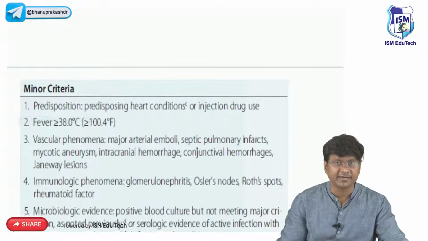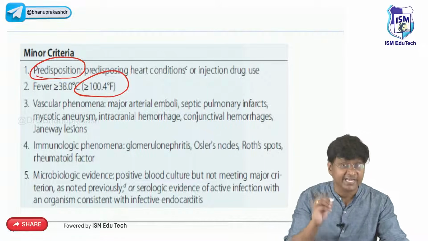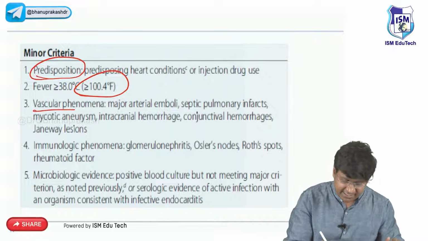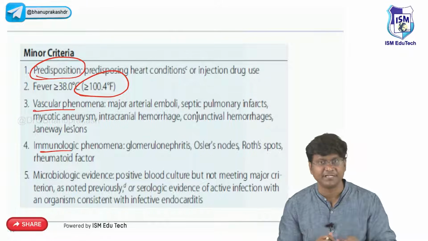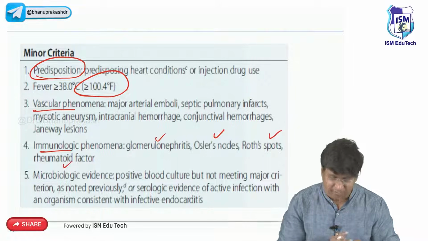Then what are the minor criteria? Number 1, there should be an underlying predisposing lesion. Number 2, high grade fever should be there. Number 3 and 4 are important: vascular phenomenon and immunological phenomenon. Which are your immunological phenomena? This is a PYQ. So glomerulonephritis, Osler's nodes, Roth spots, and rheumatoid factor.